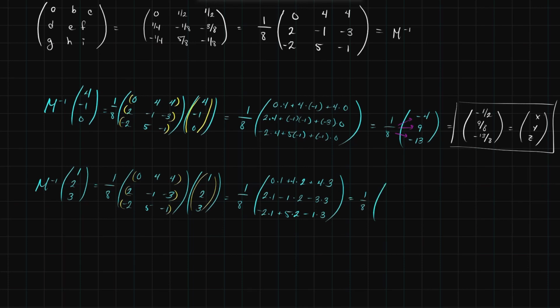If I simplify everything on the inside, I've got 0 plus 8 plus 12, also known as 20. I've got 2 minus 9, negative 9. I have negative 2 plus 10 minus 3 is 5. If I pass the 1/8 to the inside, I can simplify 20/8. They're both divisible by 4. This is 5/2. And then I have negative 9/8 and 5/8. So that's going to be the solution to the second system in X, Y, and Z.